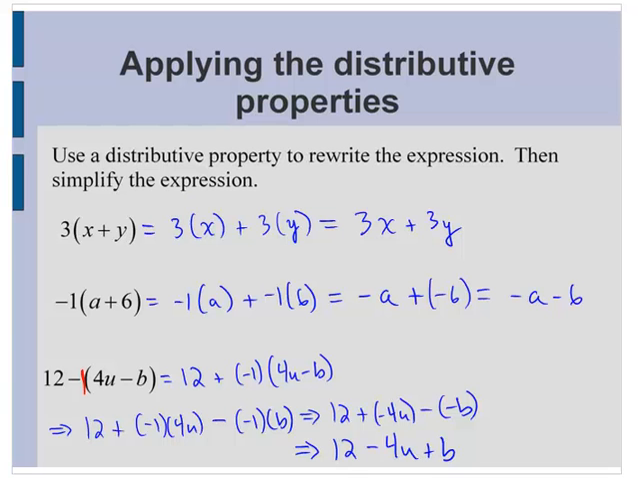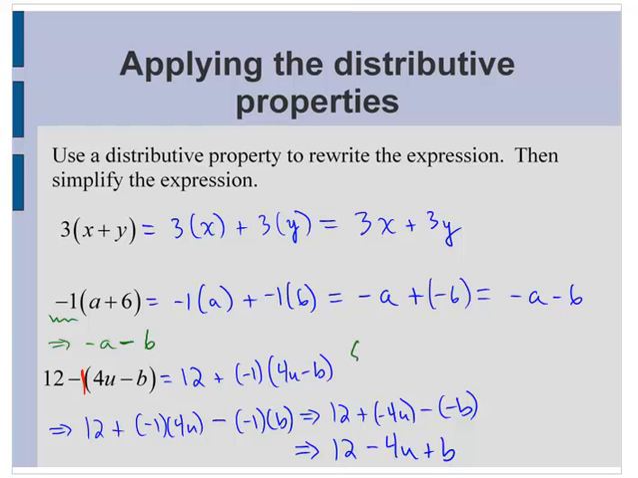Now, in practice, in these last couple examples, what we would generally do is take this negative and apply it to each term. So we have this negative 1 times a is negative a. Negative 1 times a plus 6, and negative multiplied by a positive is a negative, and we write minus 6.